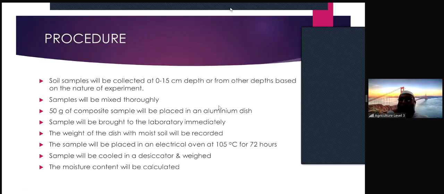So to determine water use efficiency in maize, we can use this kind of experiment. Anything else?